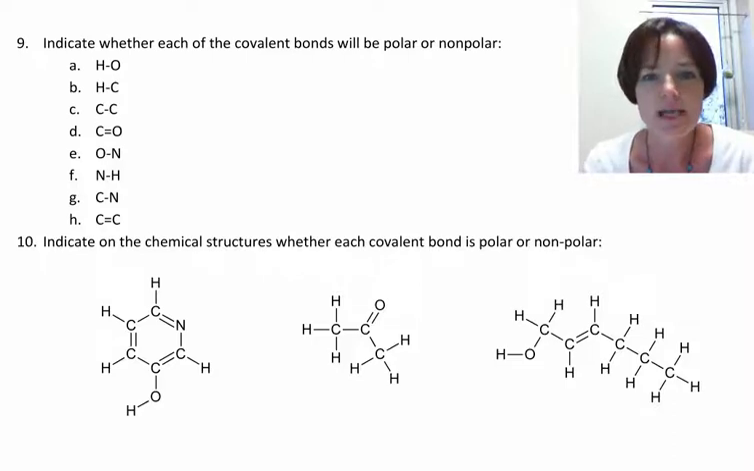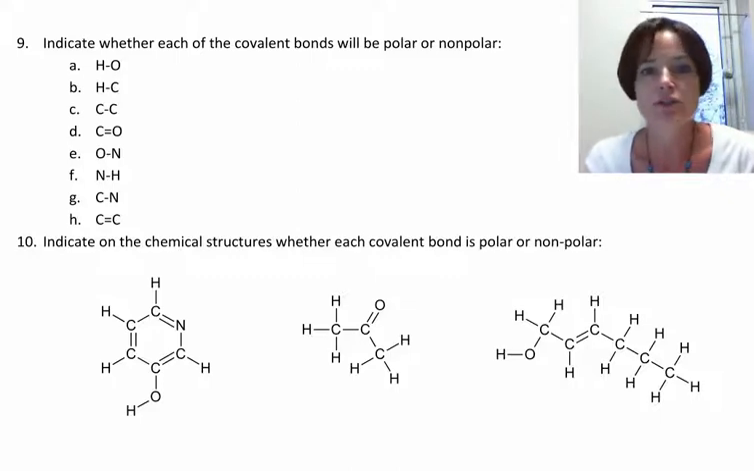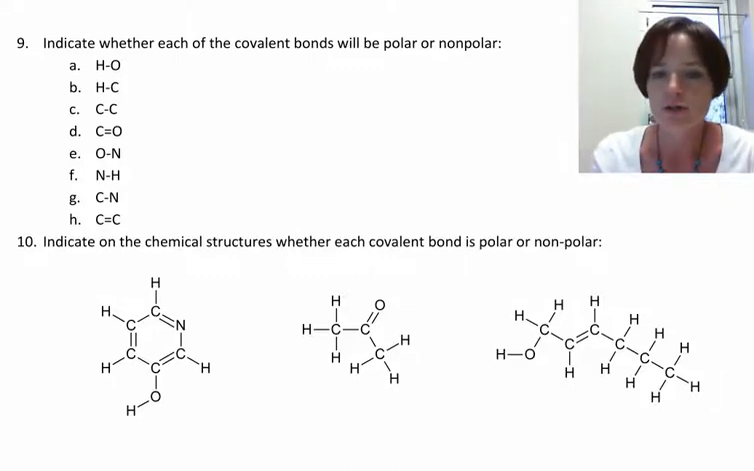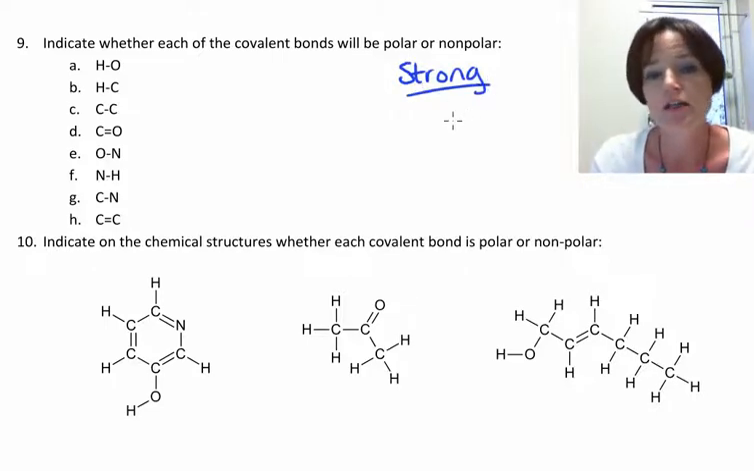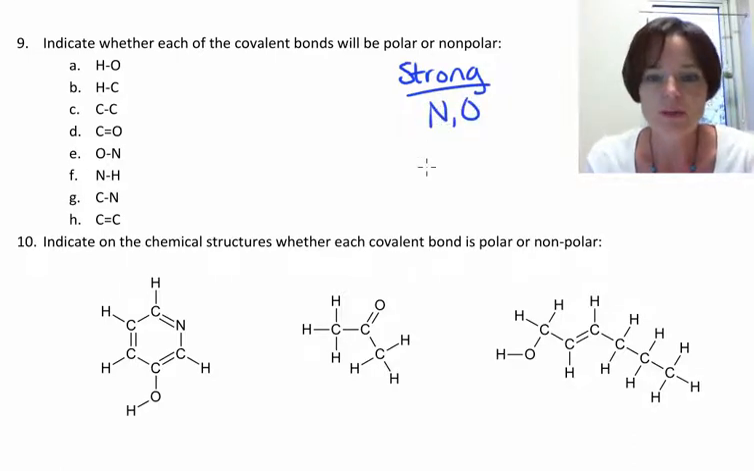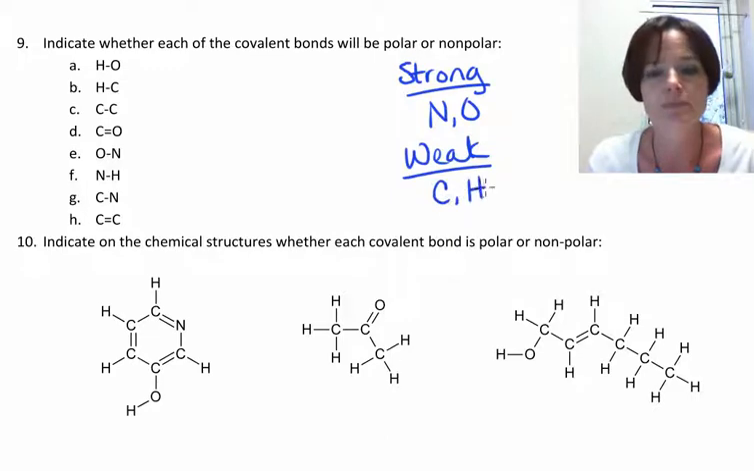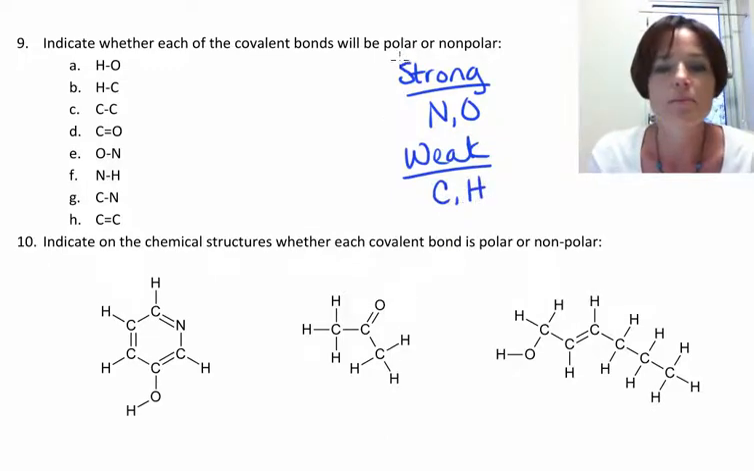To classify bonds as either polar or nonpolar, the first thing we need to know is how electronegative an atom is. For atoms that are very strong, or very electronegative, of the ones that we're going to be looking at a lot, this is going to be nitrogen and oxygen. That right there is something that you will want to memorize. And then the weak ones that we will see a lot of are carbon and hydrogen.